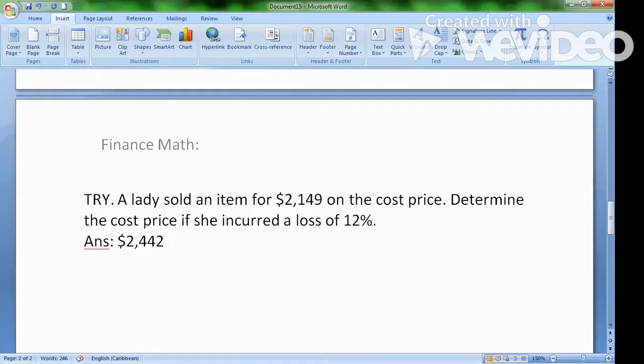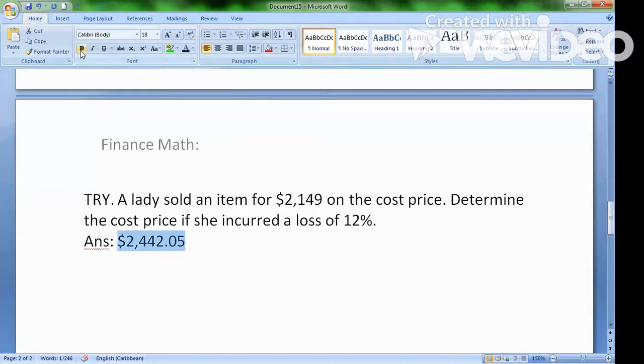So, sir, after you do the 112 over 100 times 2,149, right? Hold on. Just a second. Before I go to you, would you agree with me that the answer we were supposed to get has to be more than the 2,149? Yes, sir. It has to be more because you're at a loss. In order for you to make a loss, it has to cost you more than what you sell it for. Look at this one.